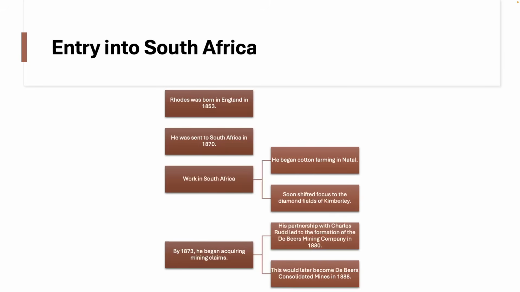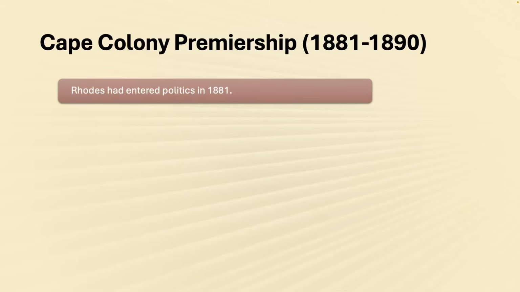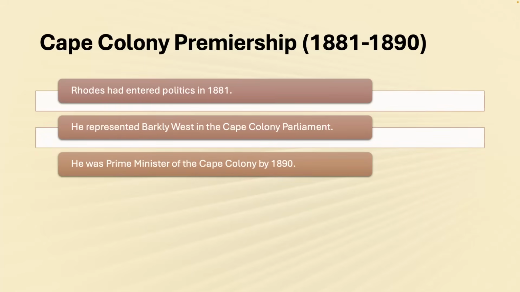The majority of the diamond production that had been taking place in the world in the 1880s was done under the consolidated work of De Beers Consolidated Mines from 1888 onwards. During this time period as well, Rhodes would spend time entering politics, and his political ascendancy begins when he enters politics in 1881. He represents Barkly West in the Cape Colony Parliament. By 1890, he becomes the Prime Minister of the Cape Colony.